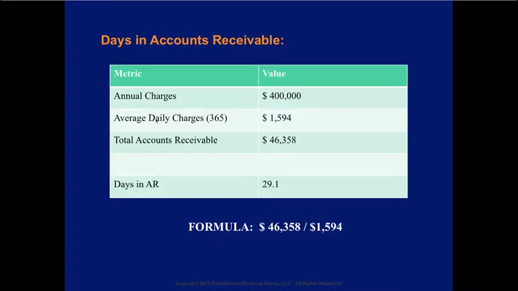How do you calculate it? Easy. My annual charges are $400,000. That means my daily average charges are $1,594. Take my accounts receivable, divide it by my average daily charges: 29.1 days in my accounts receivable. Perfect. Right on.